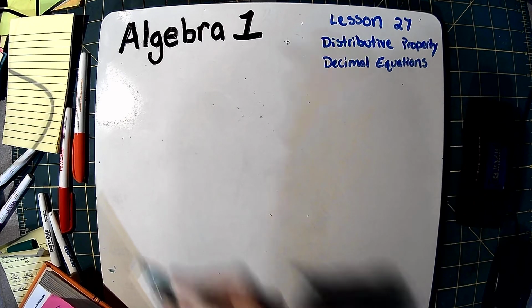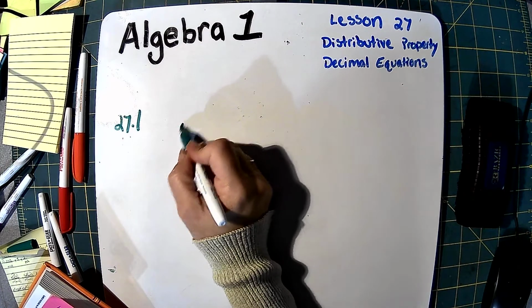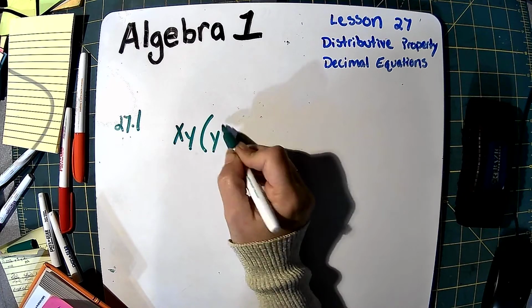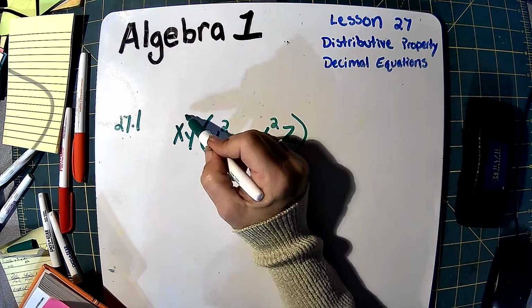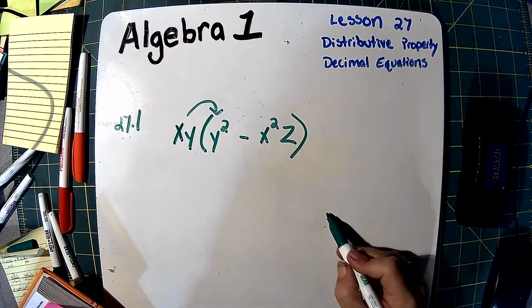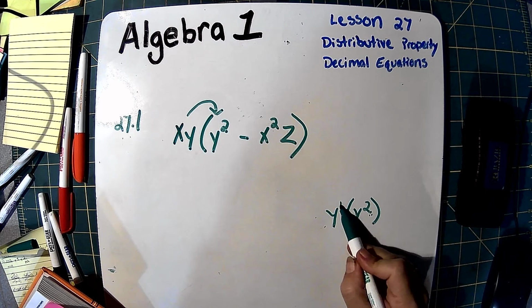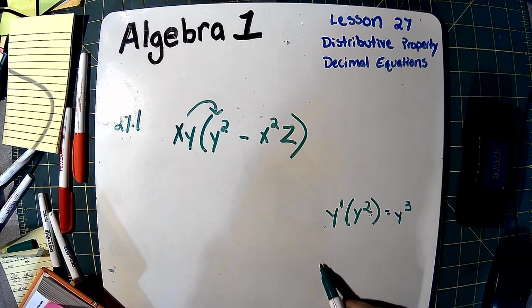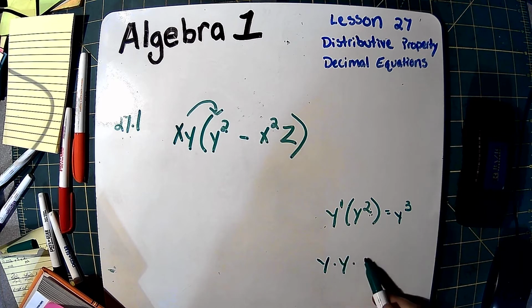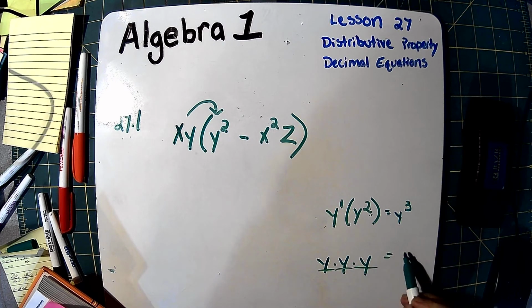Alright, so example 27.1 gives us xy times y squared minus x squared z. Okay, so when we multiply here, remember, if we have y times y squared, this really means y to the 1. We're going to add those exponents, and we're going to get y to the third, because that means y times y times y. Okay, so that means 1y times 2 more y's. How many y's are we going to be multiplying? 3, so y to the third.